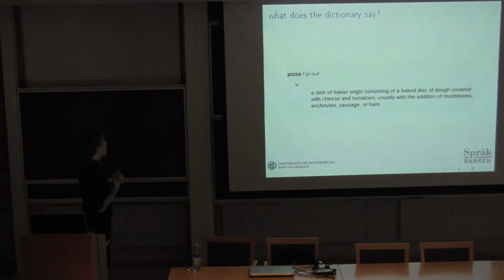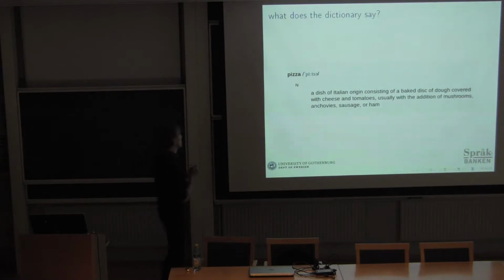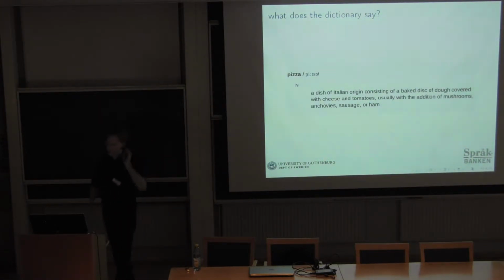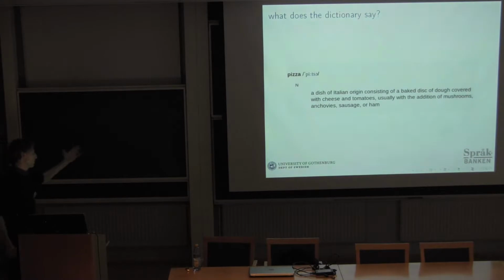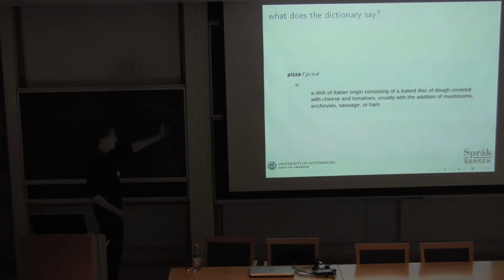A dictionary, this is the Collins Dictionary of English, says that a pizza is a dish of Italian origin consisting of a baked dough base, and then there are some ingredients. So this is a kind of informal definition of a pizza. But of course, a computer cannot work with this because it's unstructured. So let's go back to what I said previously.